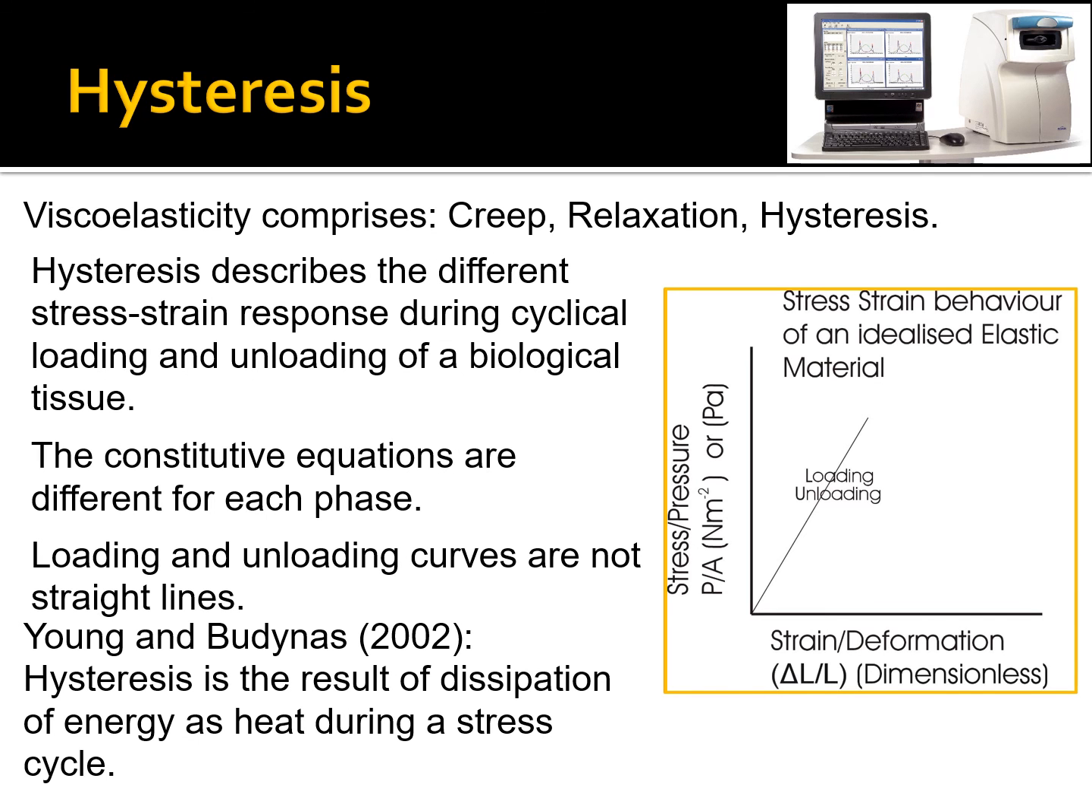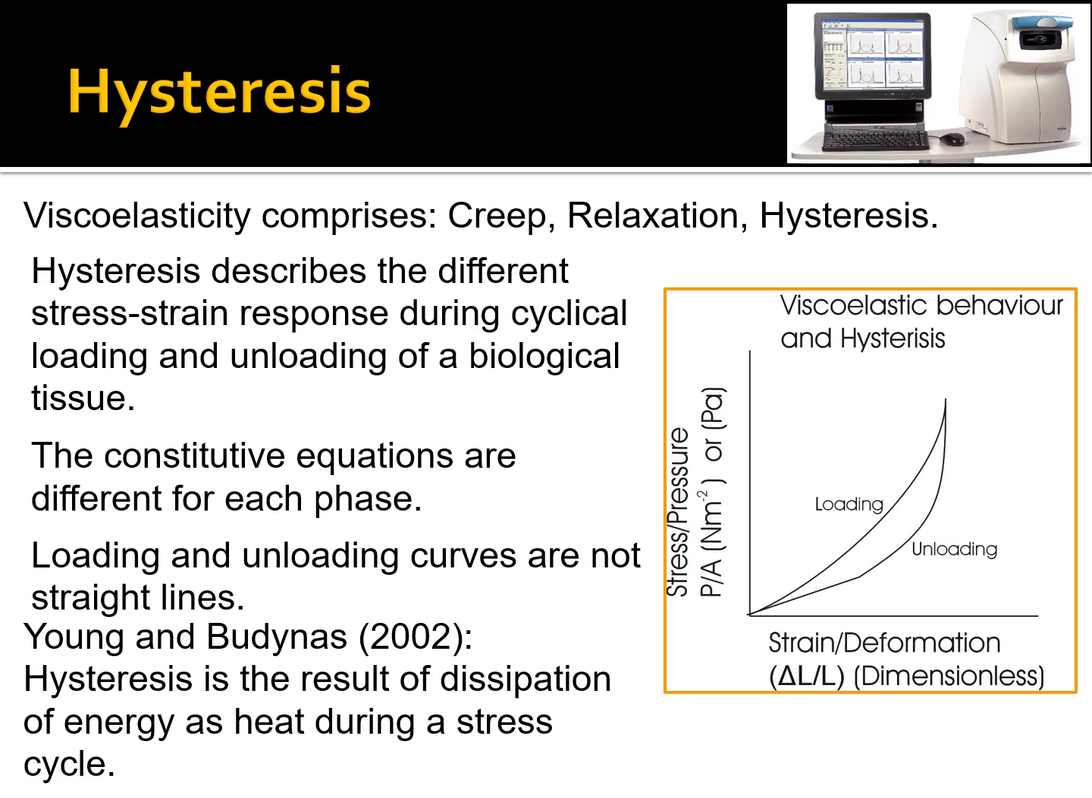And then we introduce this thing called hysteresis. So viscoelasticity, which we all know about, comprises three things actually: creep, relaxation, and hysteresis. Now, hysteresis describes the different stress-strain response during cyclical loading and unloading of a biological tissue. Okay, the constitutive equations are different for each phase. And loading and unloading, unlike the elastic material that you see there, are not straight lines.